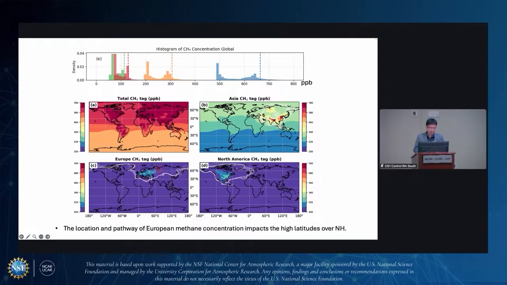We noticed that after emission, a large amount of methane from Europe is transported to the North Pole region, where the concentration of OH radicals is very low, and this results in a longer lifetime of methane emitted from Europe.